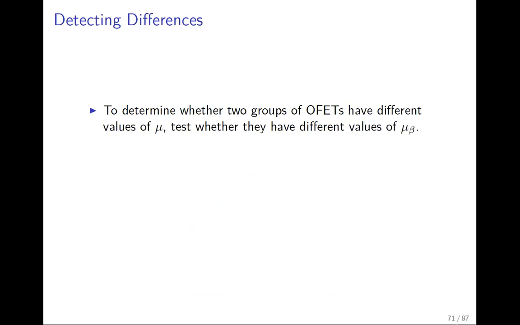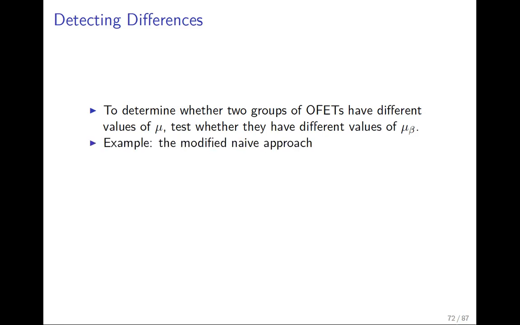Difference detection could be useful in a situation where we want to gauge the impact of a choice made when constructing OFETs, like a choice of thickness for a layer. If we're considering two thicknesses, then we could build OFETs with each of them. We could use difference detection to check whether the mobilities for the two thickness groups are different.